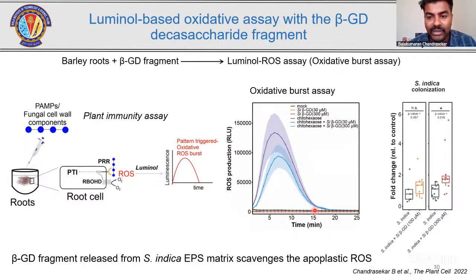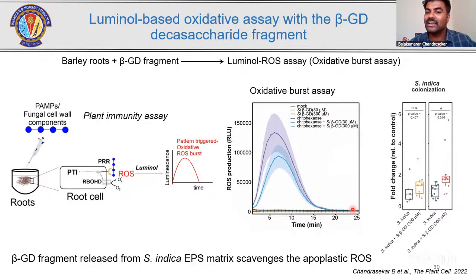So we tried combining the chitohexose, which is an elicitor, with our fragment. We thought that when we combined them, we would get a stronger immune response. Instead we got it the other way around. When we combined the fragment with chitohexose, the ROS produced by the chitohexose went down in a concentration-dependent manner. You can see that chitohexose with 30 micromolar of the fragment showed very few bursts. At 300 micromolar, a very high concentration of the fragment, there is no burst seen at all. This indicates that the fragment released from the EPS matrix has ROS scavenging activity, and is able to scavenge the ROS produced in the apoplastic space.